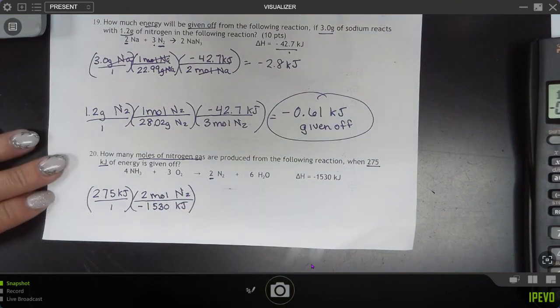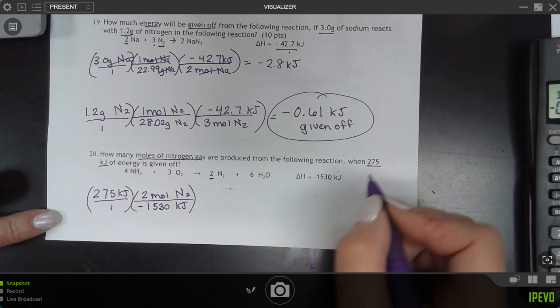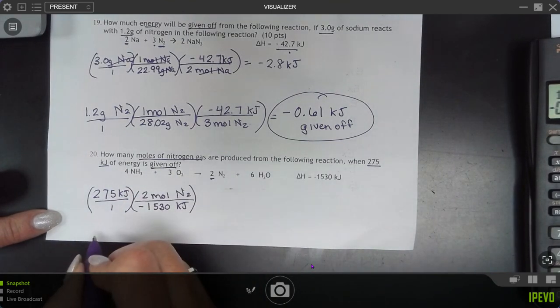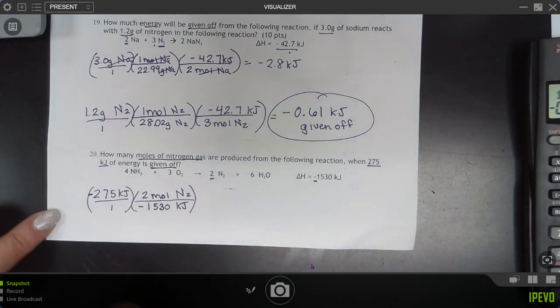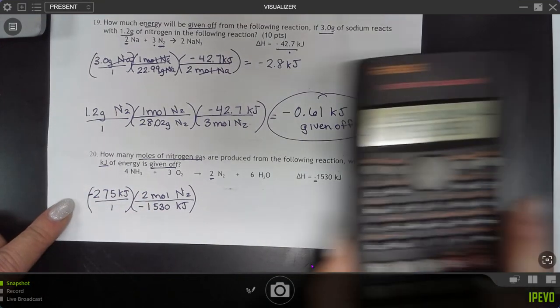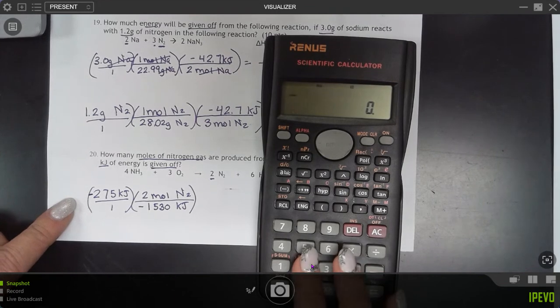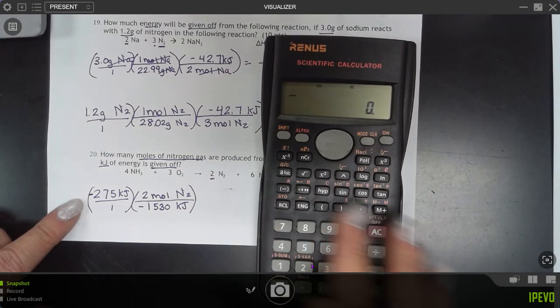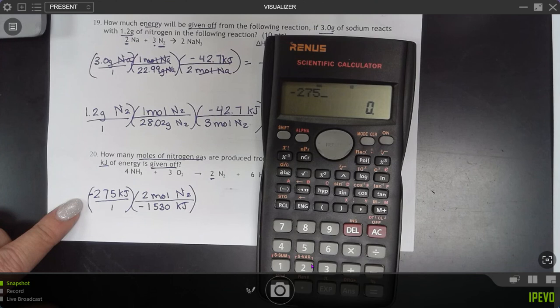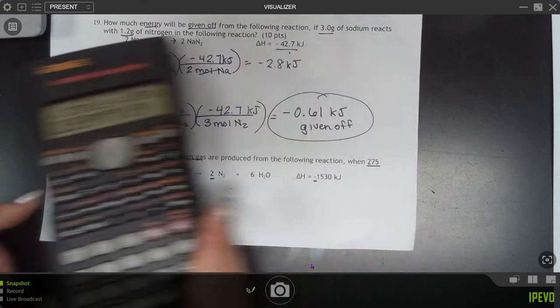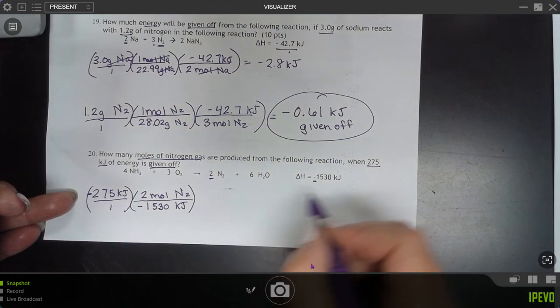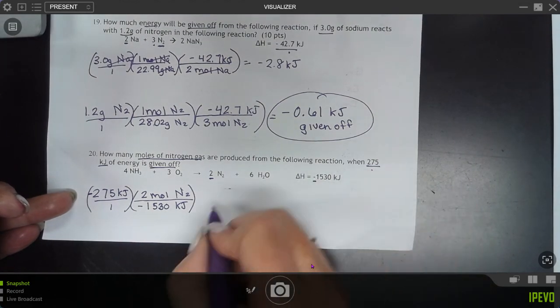And do you know what I forgot? And I always forget. This says it's energy given off. Delta H is negative. If it's given off, our starting number has to be negative. And I'm going to talk about that in just a minute. It's not really a workaround, but if you think about your answers, I can save you from getting it wrong. All right, so I get 0.359. So let's see, I can have 3 sig figs.